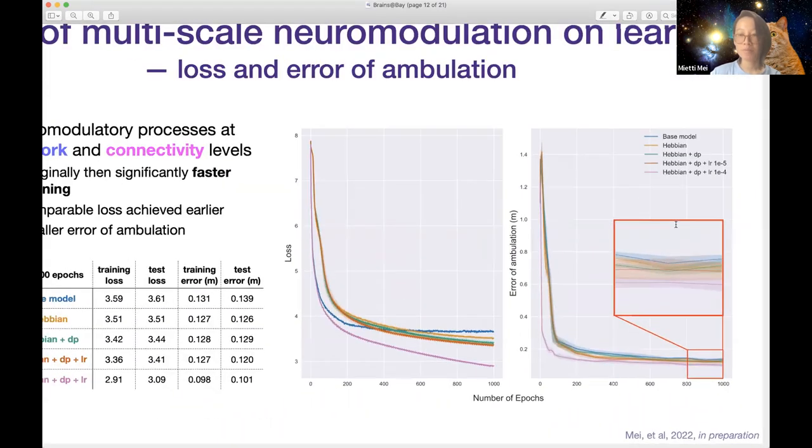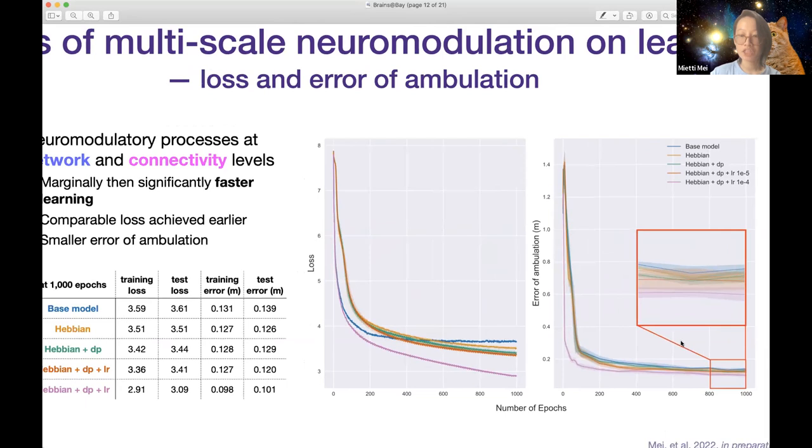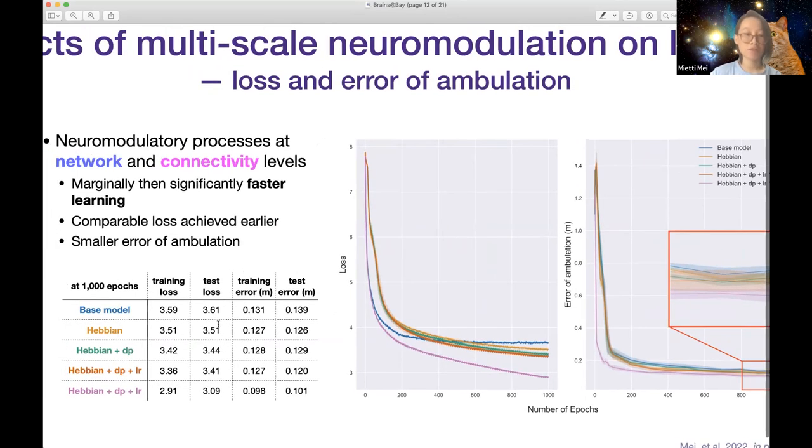We see that the base model achieved, at around 500 epochs, an error of ambulation that's comparable to what we achieved using the last version of the model, where we have plasticity, adaptive dropout and learning rate, at around 50 epochs. That's quite interesting. It means that at the beginning of learning, these neuromodulatory versions are learning significantly faster compared to the base model.